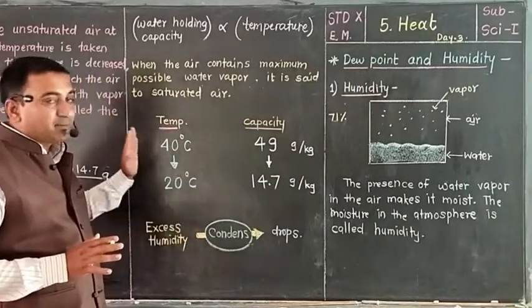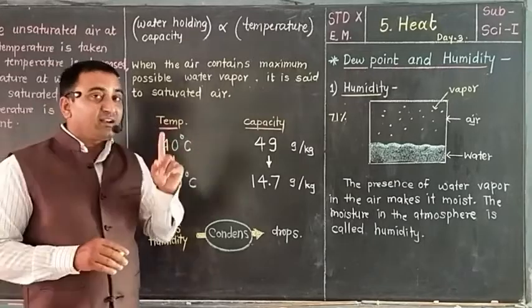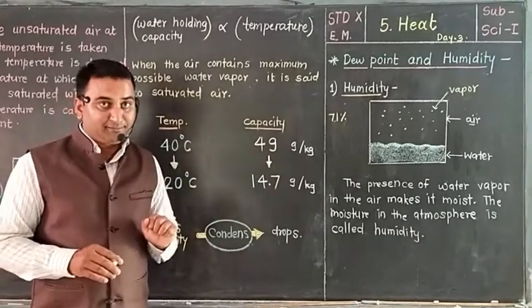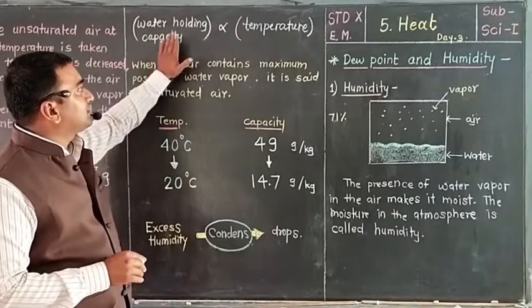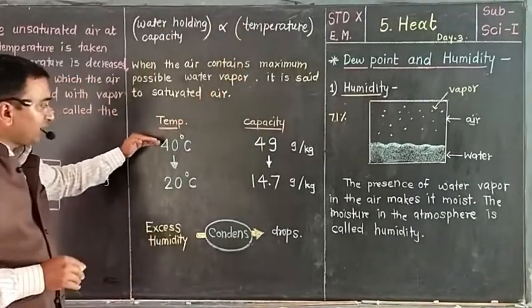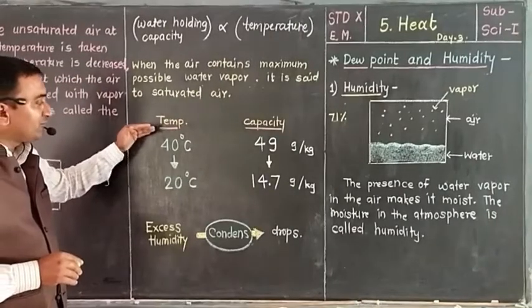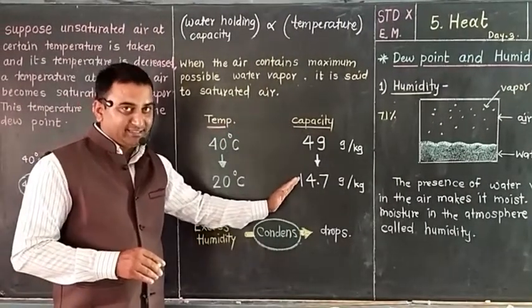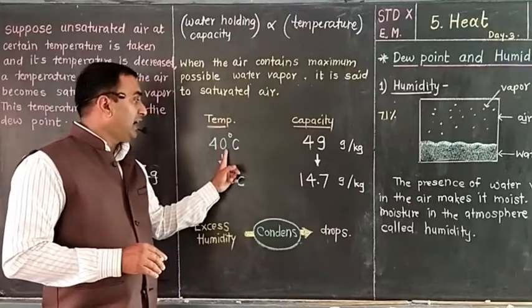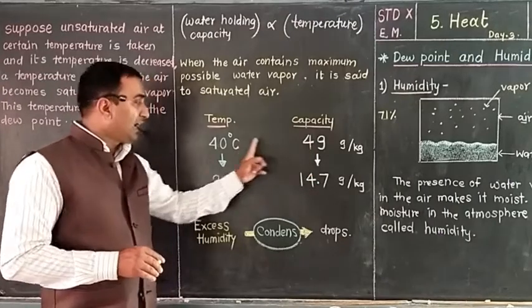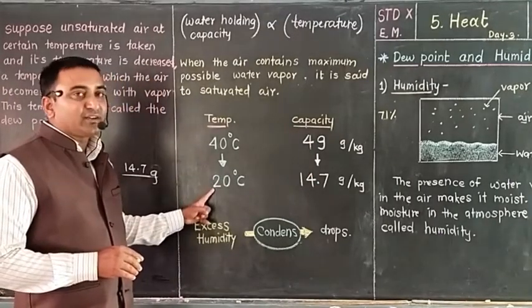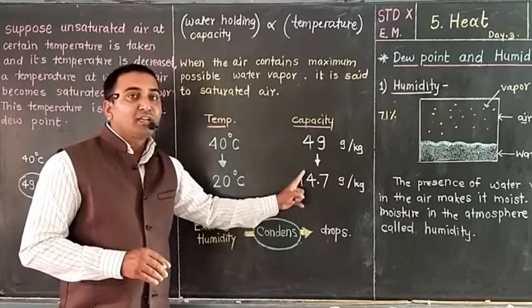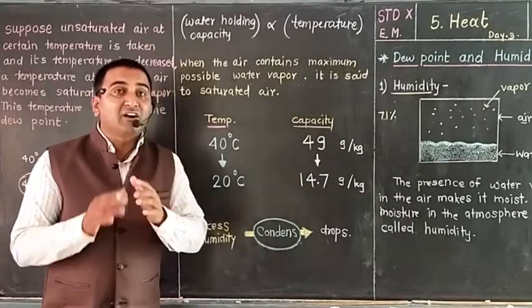That means at a specific temperature of 40 degrees Celsius, only 1 kilogram of air block can hold 49 gram of water vapors. Just as we discussed, this water holding capacity is dependent on temperature. Now the temperature decreases from 40 degrees Celsius to 20 degrees Celsius, and the water holding capacity also decreases from 49 gram to 14.7 gram per 1 kg of air block.